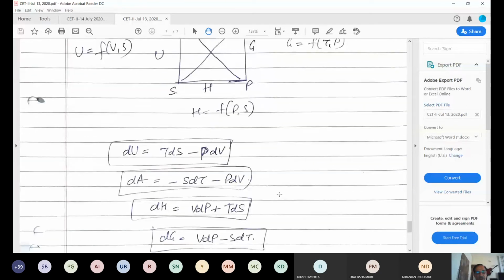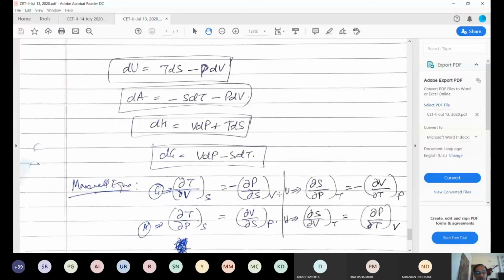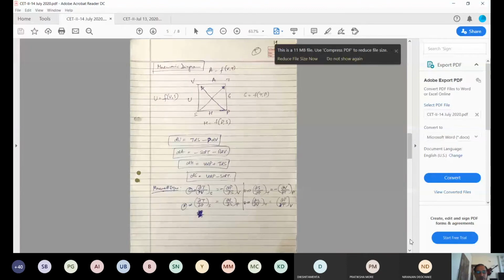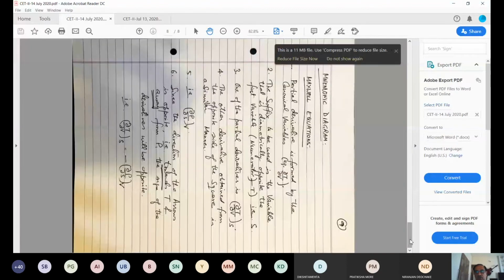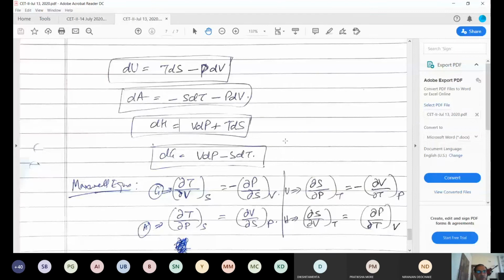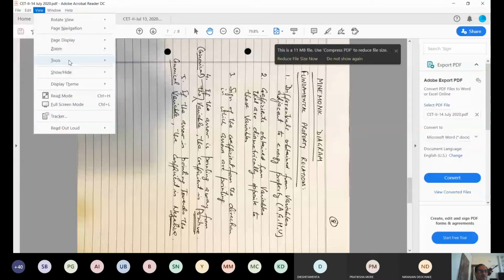and see how we can derive the Maxwell equations. See the first one, this document I scanned yesterday using Adobe, and today I used Microsoft Lens for scanning. See the difference in scanning. It came out all yellow. Rotate.